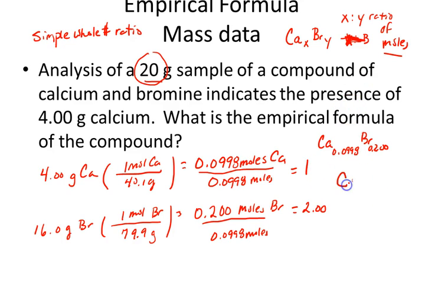This means that we have calcium with a 1, Br with a 2, the 2 coming from here, the 1 from here. This would be our empirical formula. This is also an ionic compound, so it's likely that the true formula, not just the simplest ratio, is CaBr2, because ionic compounds are written in such a way that we have a simplest ratio.